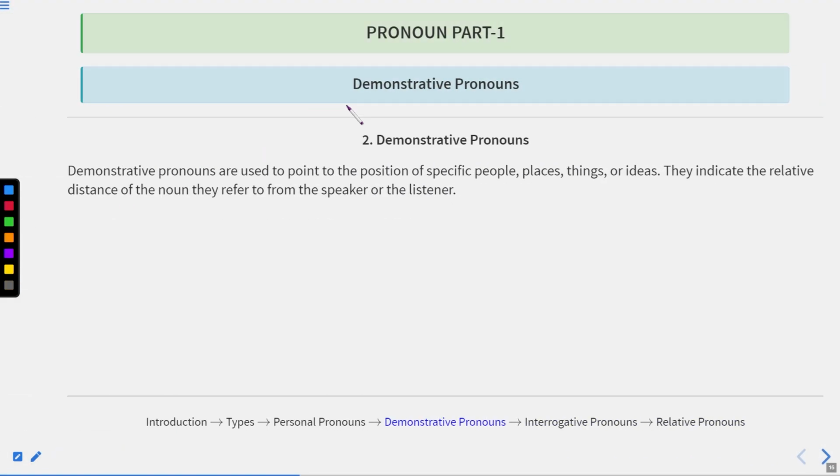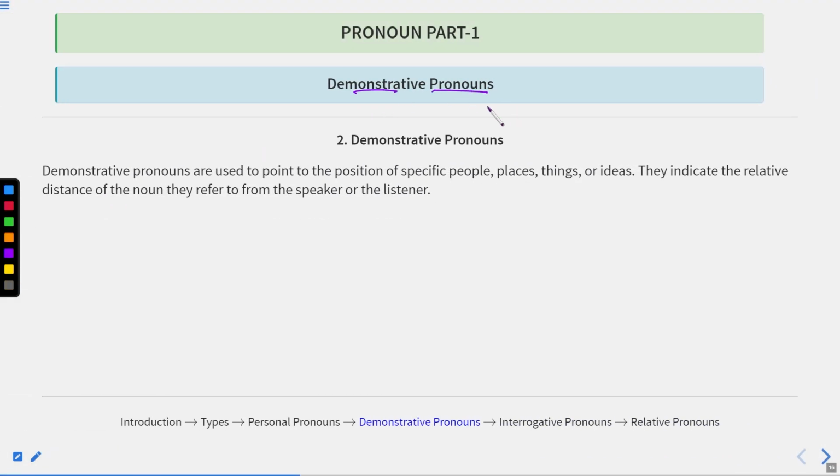Now, we'll discuss demonstrative pronouns. Demonstrative pronouns are those pronouns which indicate something. They are used to point to the position of specific people, places, things, or ideas. They indicate the relative distance of the noun they refer to from the speaker or the listener. So this is a demonstrative pronoun, which indicates something.